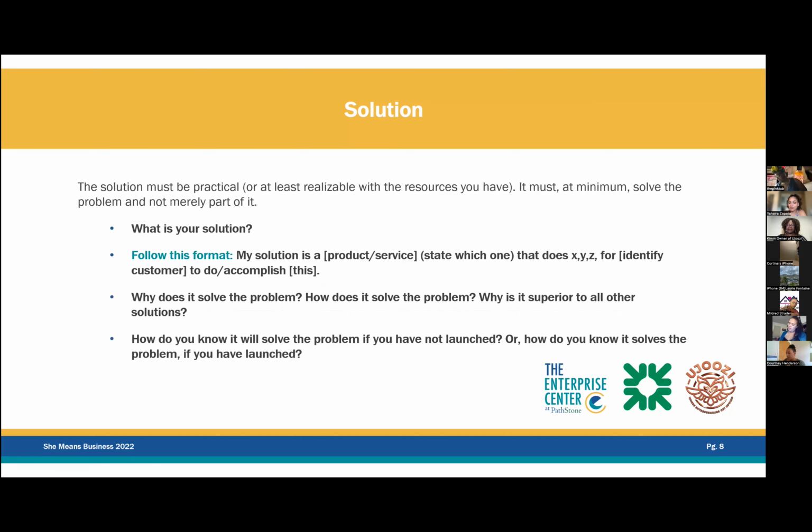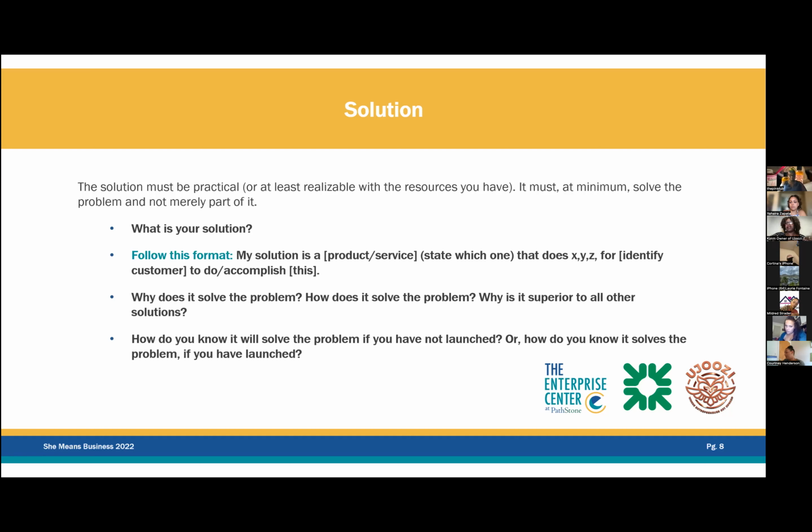Solution. How are you solving that problem? So now you've identified it. What's your solution to that problem? You have to solve the whole problem and not just part of that problem, but make sure that whatever your business is, that customer doesn't need to go anywhere else for that problem. So what is that solution? Very clearly, what is that solution? My product is whatever your product or service is that does whatever it does for whoever it does it for, and it accomplishes this. It's that simple.